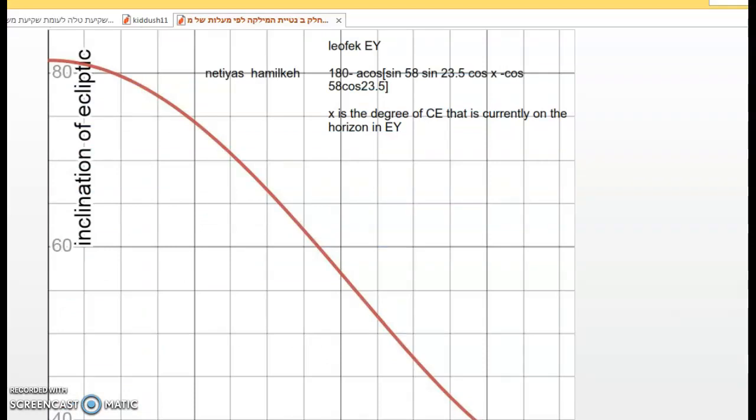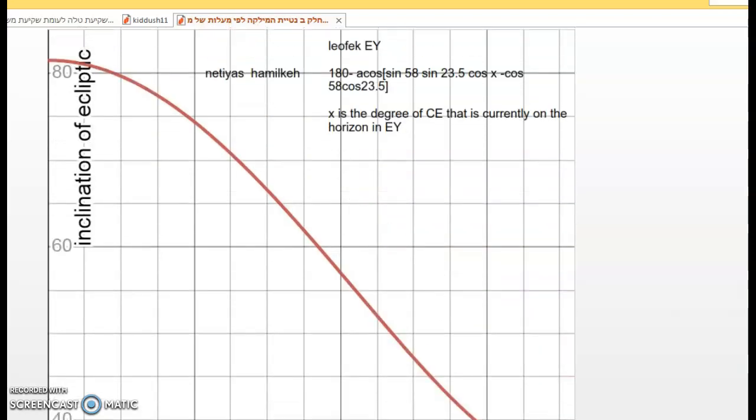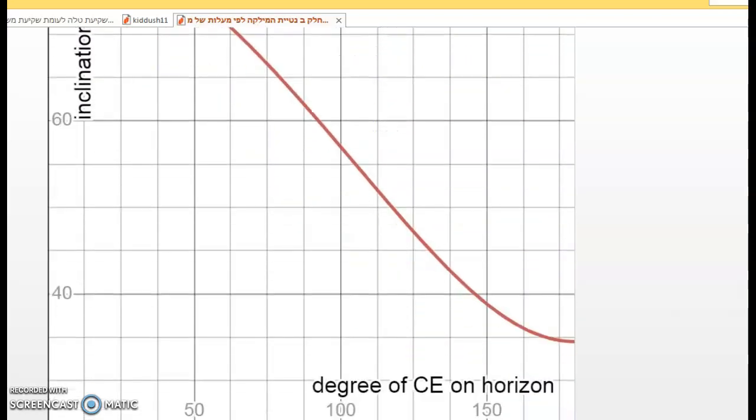Okay, this is a new subject. This subject describes Netias Hamilka. What does this mean? Inclination of the ecliptic dependent on which degree of the celestial equator is on the horizon. We explained in the previous video that these two things are related because it's all solved with one formula. Namely, we have here a point of the celestial equator that's right now on the horizon of Eretz Yisrael, at the point 10, 20, 30, and so on.